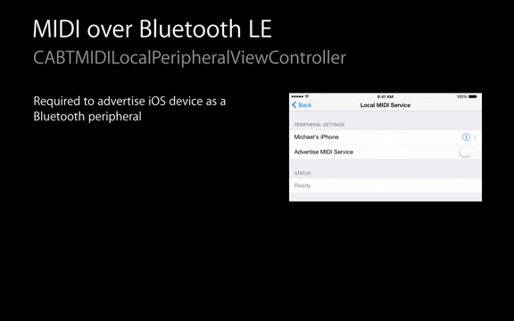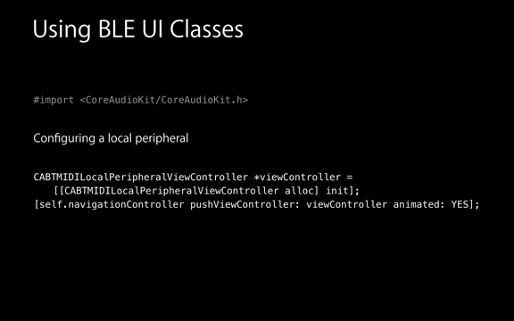The first one is the CABTMIDILocalPeripheralViewController. That's quite a mouthful this early in the morning. If you want to advertise your iOS device as a peripheral, you use this class. The source code for adopting this is very straightforward. You create a new instance of that view controller, get the navigation controller object for your app, and push that view controller onto the stack.